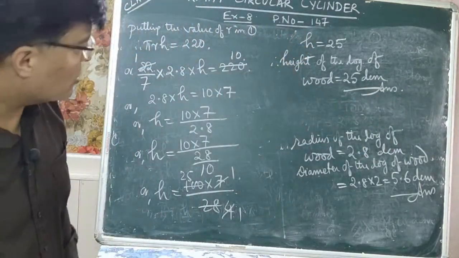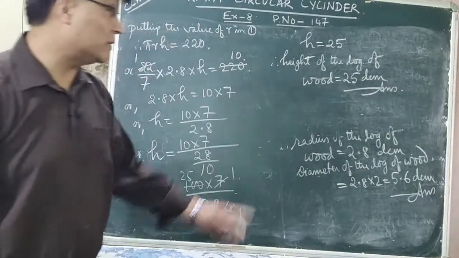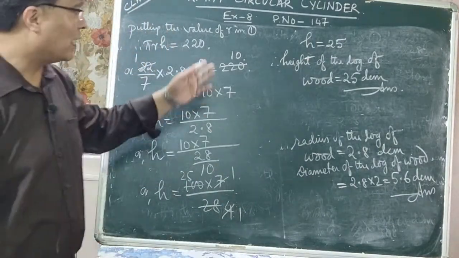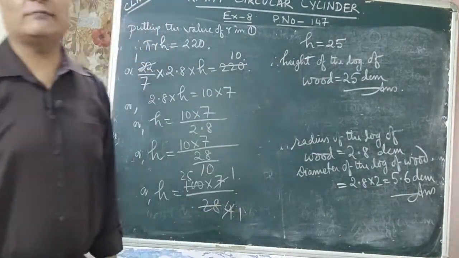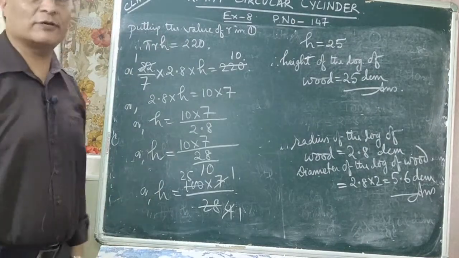So we have found out the diameter of the log of wood, that is your 5.6 decimeter, and what is the height of the log of wood? It is 25 decimeter. So I think you have understood it.